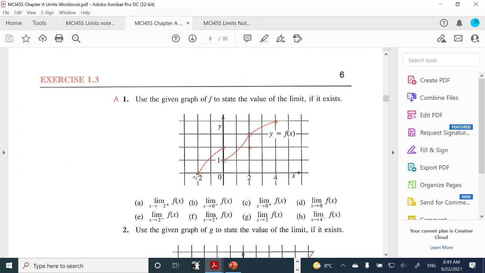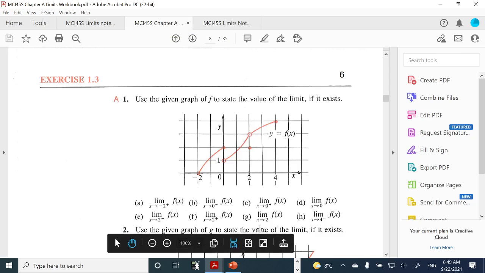Do you remember what a piecewise function is? A couple people are nodding. Everybody else, that'll be tomorrow's lesson. We'll take a quick grade 11 review of piecewise functions. So that's basically it for today. That's the lesson for 1.3.